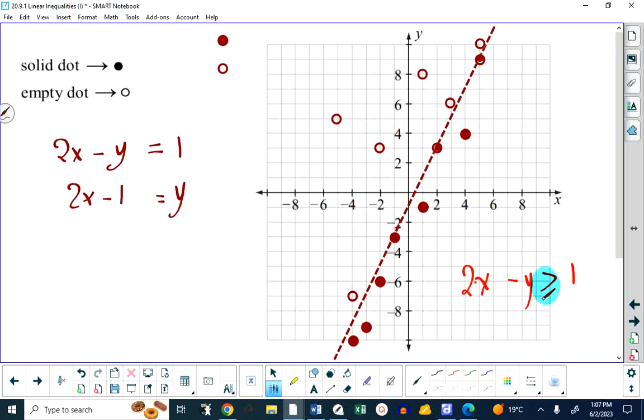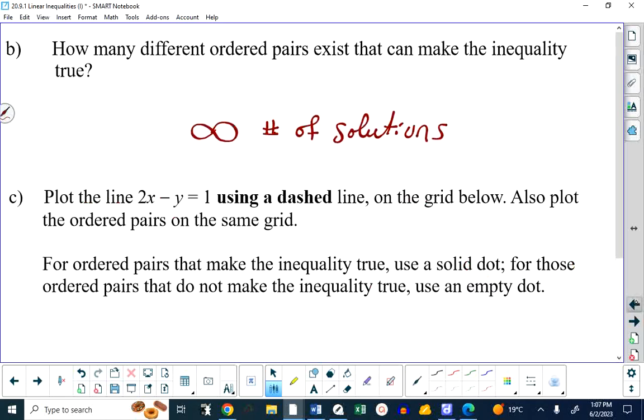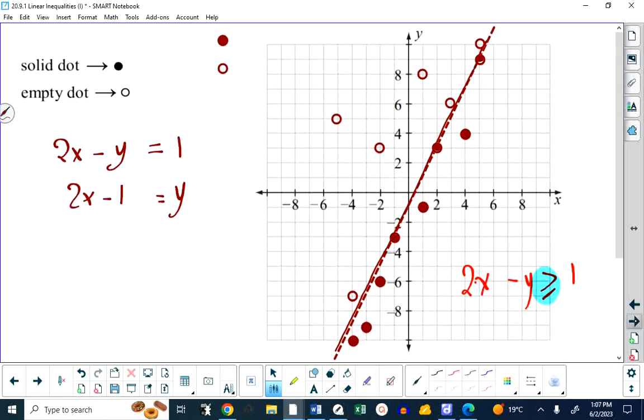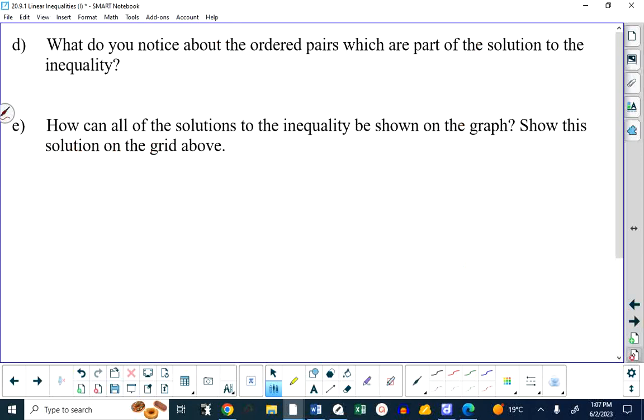We'd use a solid line. The dotted line is telling you that that's not a solution. But if it could be equal, then we would have a solid line here. So looking at this now, going back, I want to delete this page because this is not what we're talking about. What do you notice about the ordered pairs that are part of the solution?